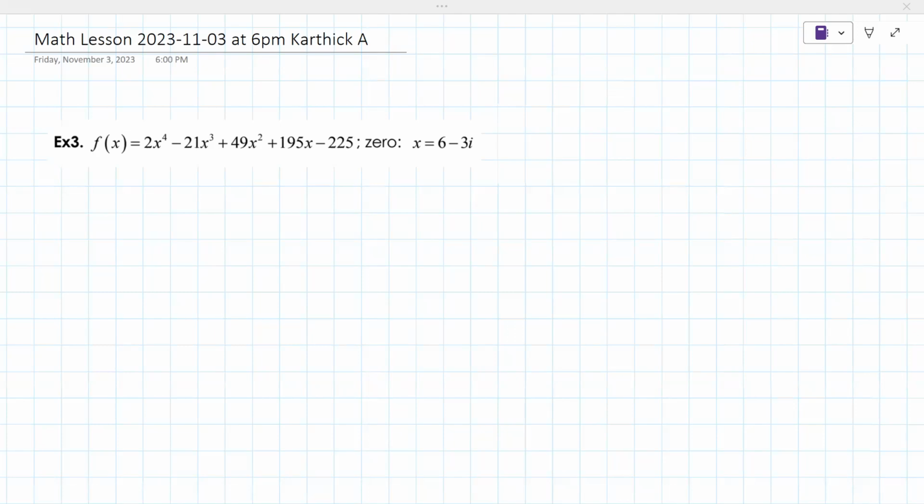So yeah, write each of the following as products of linear functions, then state the zeros. Okay. So these come in conjugate pairs. 6 plus 3i is the other one.